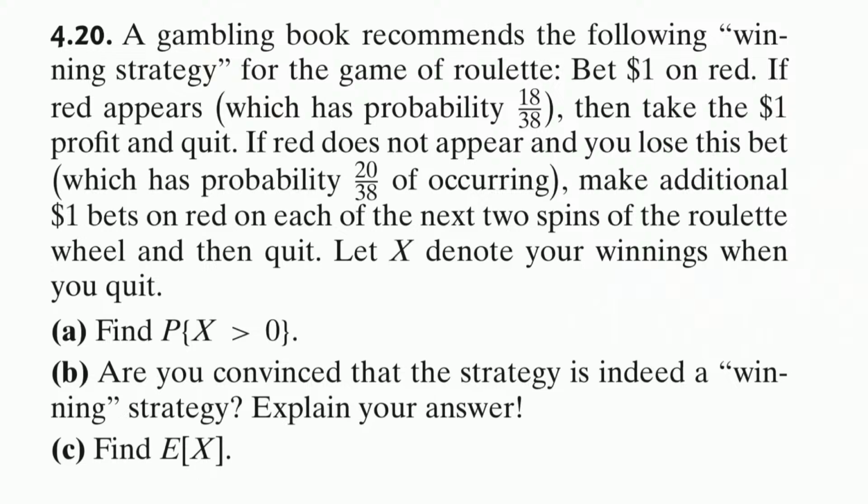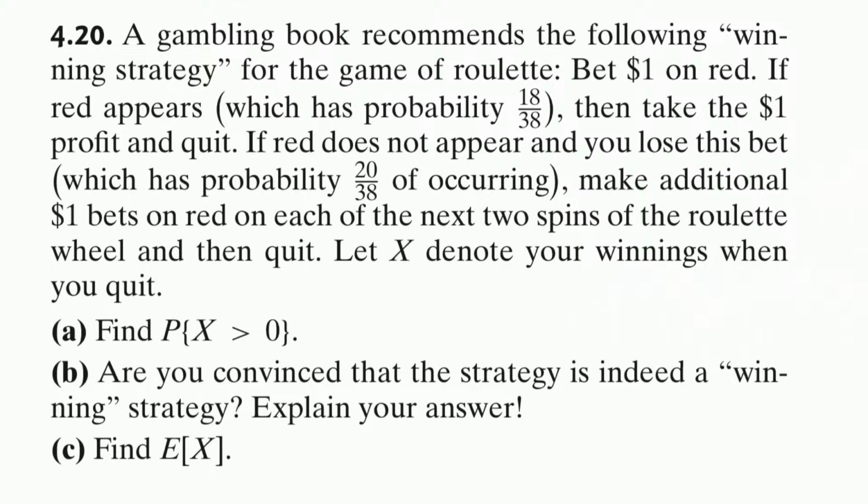But if you lose, then you're going to bet 2 more $1 bets on the next 2 spins of the roulette wheel, and then you quit. And I don't know, does it say this is a gambling book? Yeah, gambling book. This is a bad gambling book, because this is not a winning strategy. So the question is, what's the expected value? That's what we really care about, is down here, is the expected value.